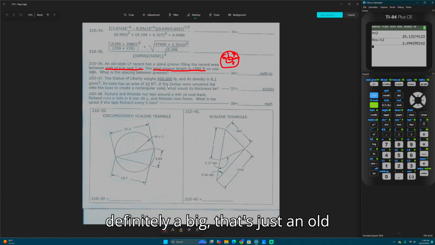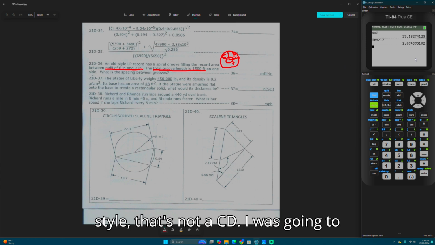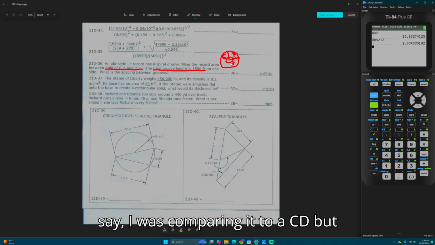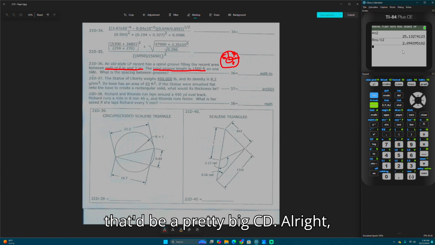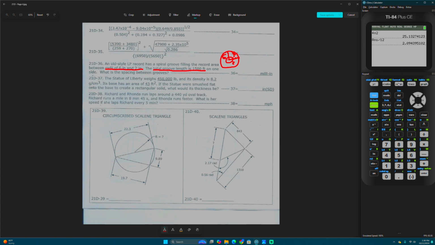There you are. That's definitely a big, oh, that's just an old style. That's not a CD. I was comparing it to a CD, but that'd be a pretty big CD. All right, we're good.